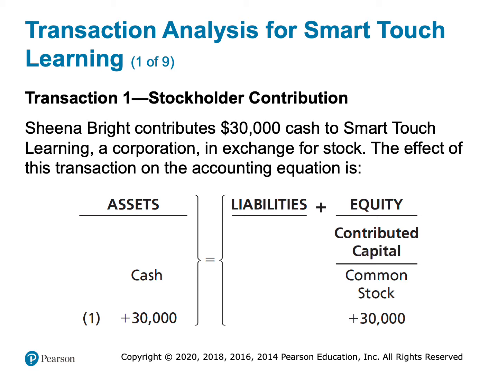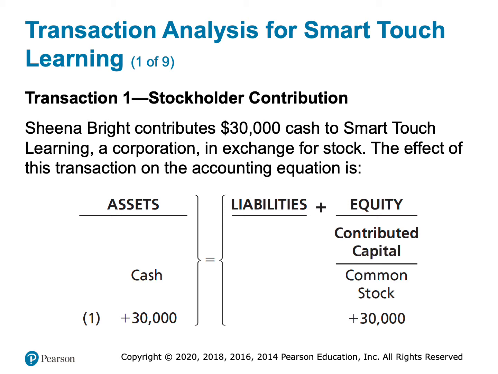So Sheena Bright is our owner. She has invested $30,000 of her own cash into Smart Touch Learning. In return, we give her a sheet of paper that says, "Thank you so much. Congratulations, you're an owner." We call that a stock certificate. We'll talk about that a lot more in Chapter 13. So in this particular equation, we first need to identify what two things are affected. Cash is affected because we, the corporation, got $30,000 cash, and equity is affected. Common stock is affected.